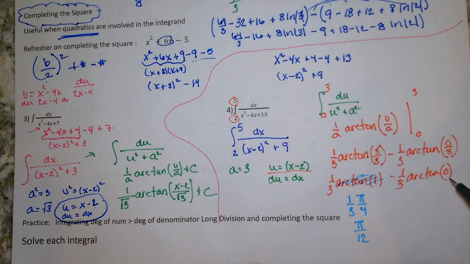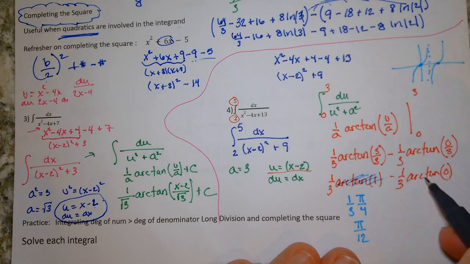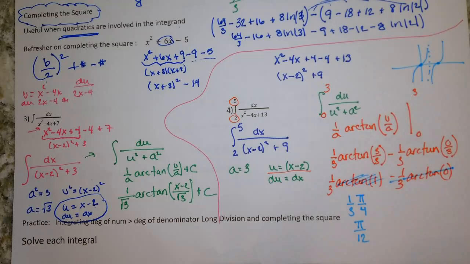Now, 0 is not on the table of values, but it is on the graph. Okay, the tangent graph at 0 hits 0. The tangent looks like this. So you either have to know it's a 0 or an asymptote. At 0, the tangent of 0 is 0, so that becomes a 0 and just wipes all that out, and I'm left with pi over 12. Okay, so lots of fun.